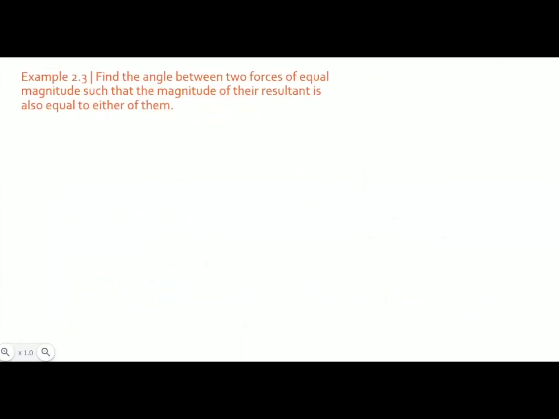Example 2.3 is: find the angle between two forces of equal magnitude such that the magnitude of the resultant is also equal to either of them.